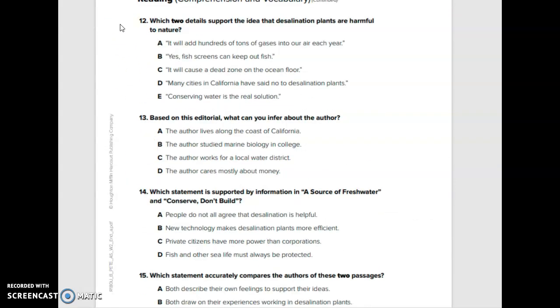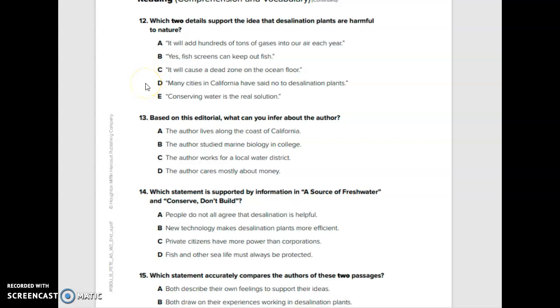Number 12. Which 2 details support the idea that desalination plants are harmful to nature? A. It will add hundreds of tons of gases into our air each year. B. Yes, fish screens can keep out fish. C. It will cause a dead zone on the ocean floor.